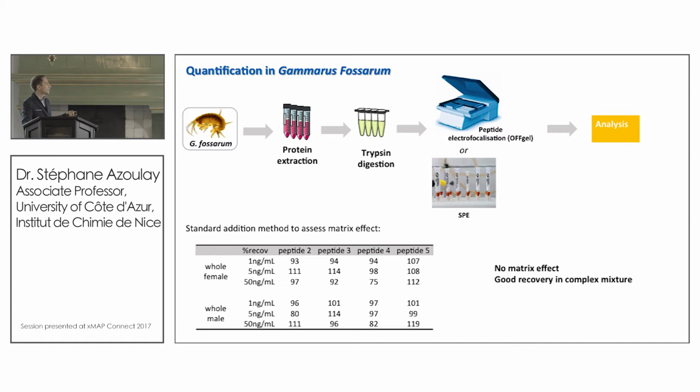So the steps are: you extract the proteins from the gammarids, you do a trypsin digestion to liberate the peptides, you then do either a simple purification on SPE or a more precise purification on gel, and then you do the analysis.